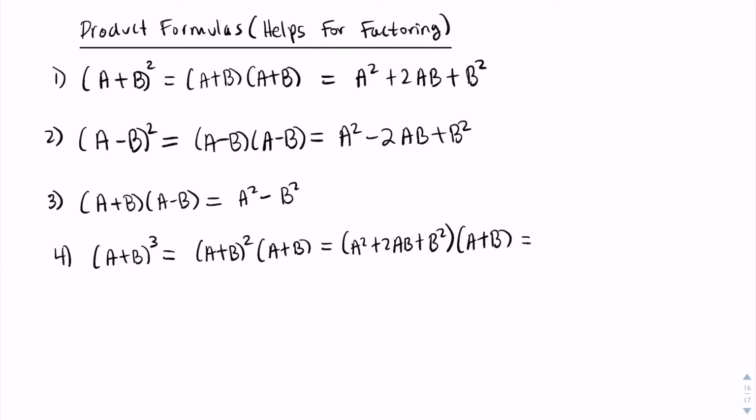When you start distributing this out, things get just a little bit long, but nothing bad. It turns out to give you a cubed plus 3a squared b plus 3ab squared plus b cubed. And this is a version of expanding things. If you're a little bit familiar with Pascal's triangle, that's how we get the coefficients 1, 3, 3, 1.